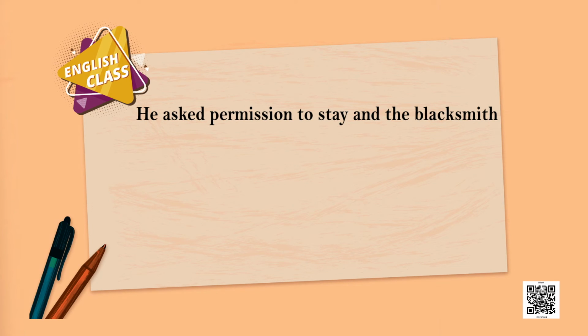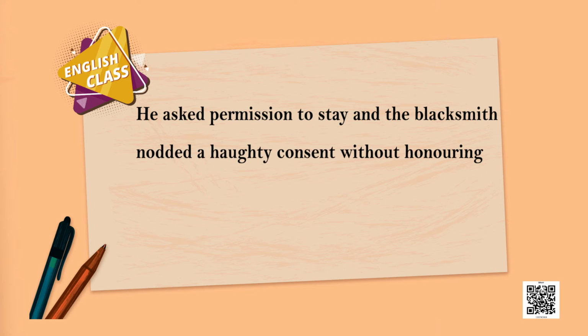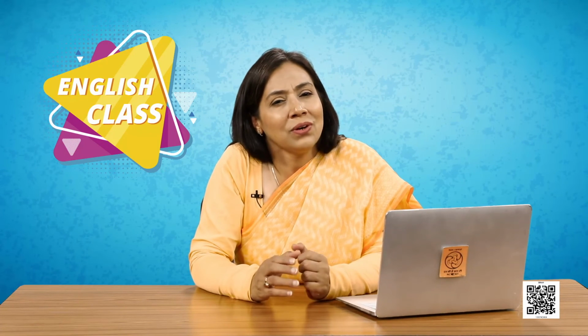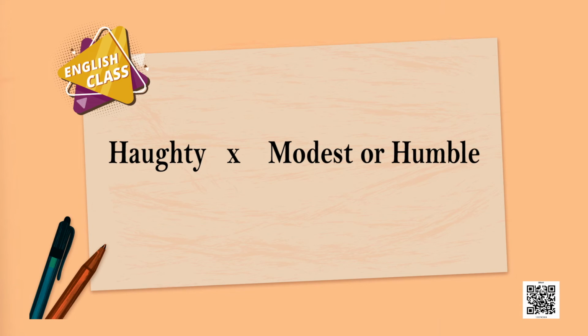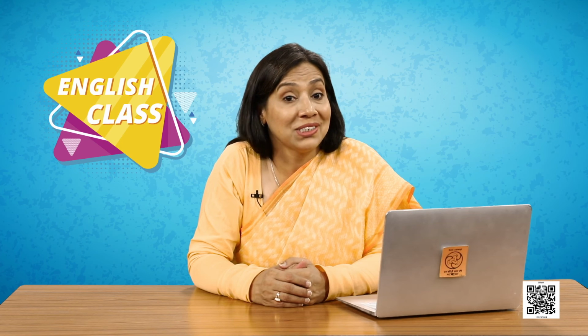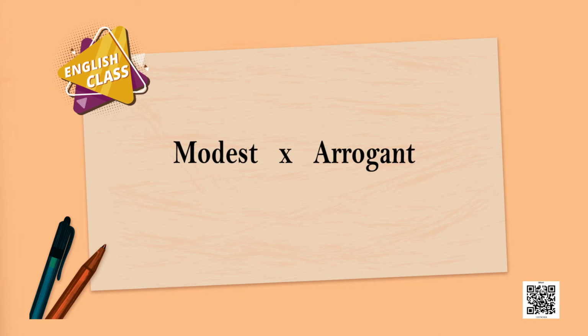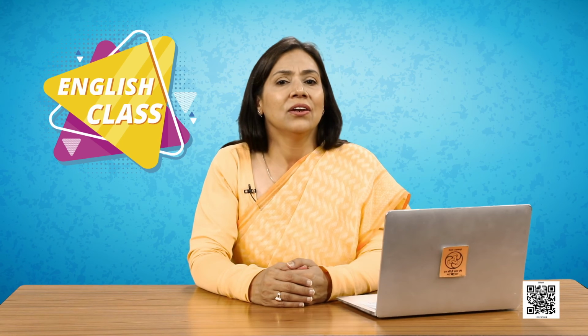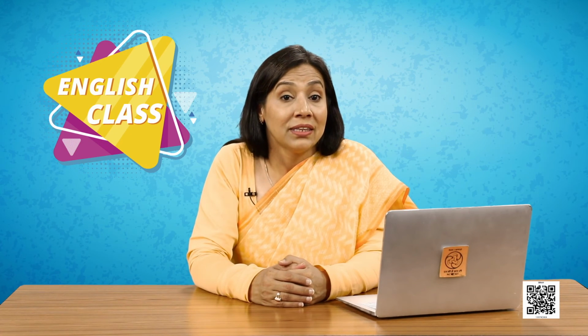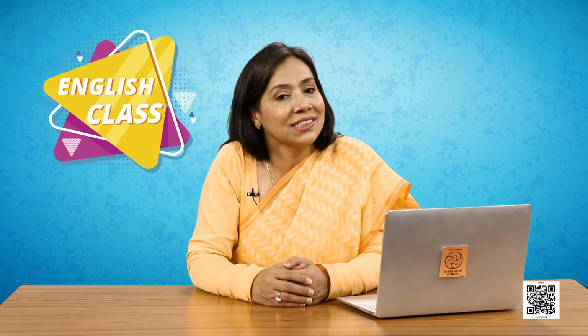He asked permission to stay and the blacksmith nodded a haughty consent without honoring him with a single word. Now here, let's look at the opposite of the word haughty. It means modest or humble. And what is the opposite of the word modest? Arrogant. So, we can deduce that haughty means to behave arrogantly. Now, in the text, it would be that the master blacksmith arrogantly gave the peddler permission to stay.